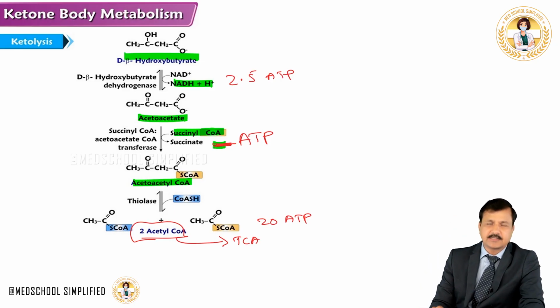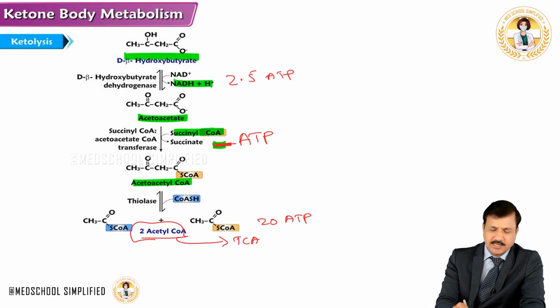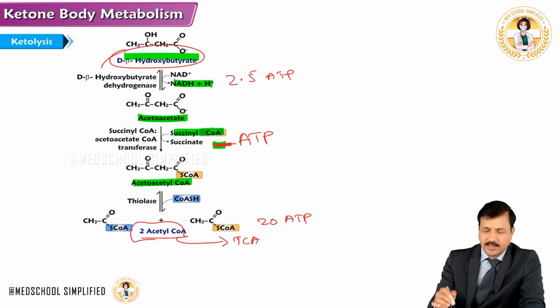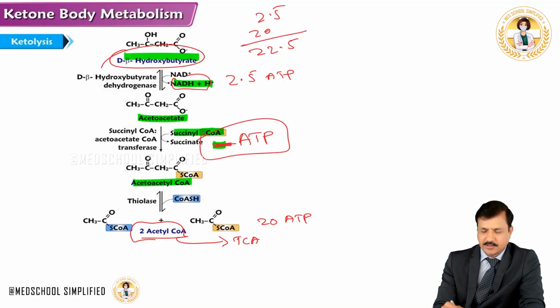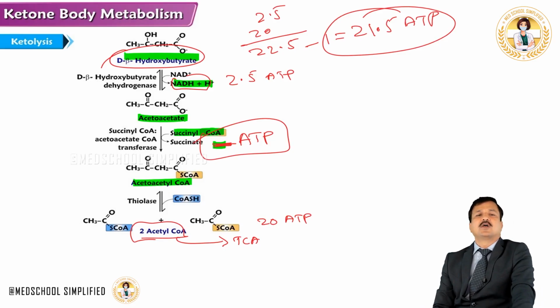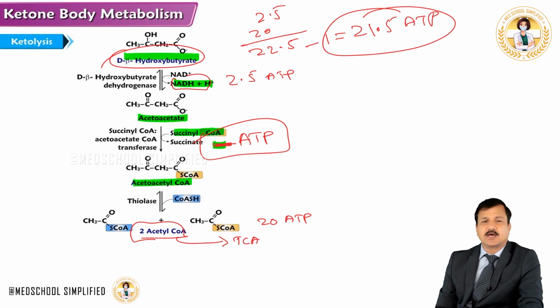So now when we calculate the net number of ATPs that you get from oxidation of beta-hydroxybutyrate all the way into carbon dioxide, you're going to get 2.5, that is from this NADH, and then you get 20 ATPs from 2 acetyl-CoA, so that is 20 there. So overall you get 22.5, but you need to take this 1 ATP out from it, so minus 1 ATP, that will be 21.5 ATP. So this is the net number of ATP that you get from oxidation of beta-hydroxybutyrate into carbon dioxide.